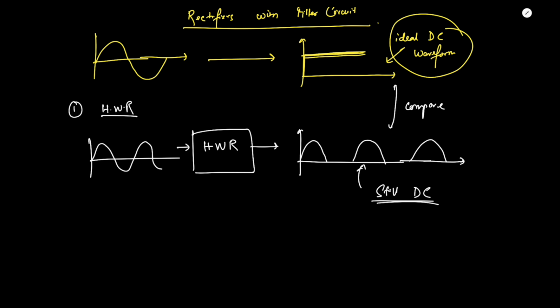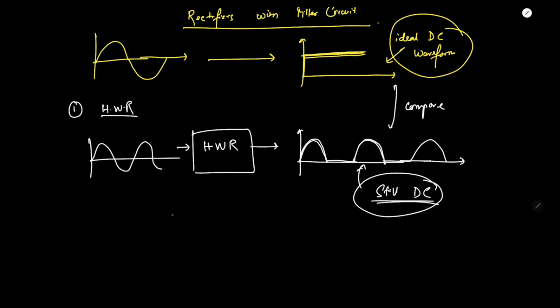Okay, so what we can do so that it may not be exactly the ideal waveform, but a little bit close to the ideal DC waveform, and better than what we are getting at the output of this half wave rectifier. For that, to smoothen out this pulsating DC, we can use a filter at the output of the rectifier. One of the simplest filters is a capacitor filter. Simply, we'll connect a capacitor across the load.